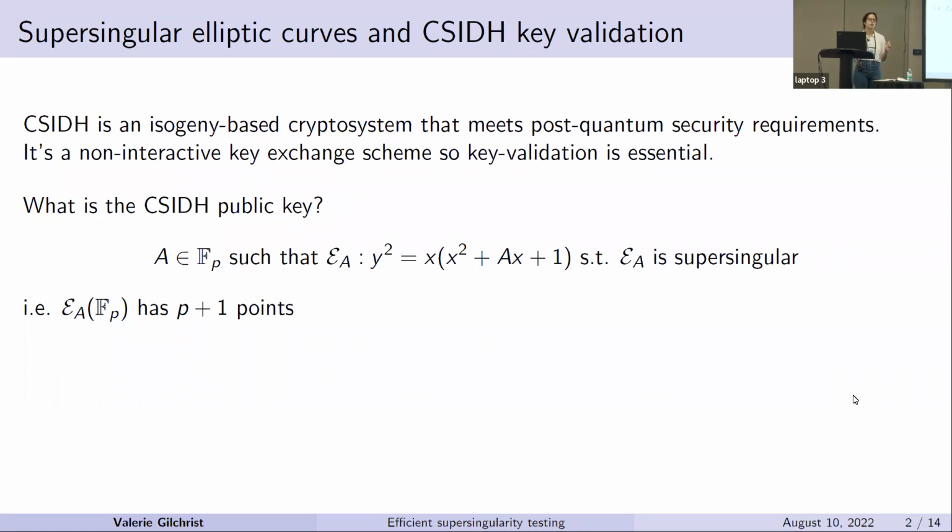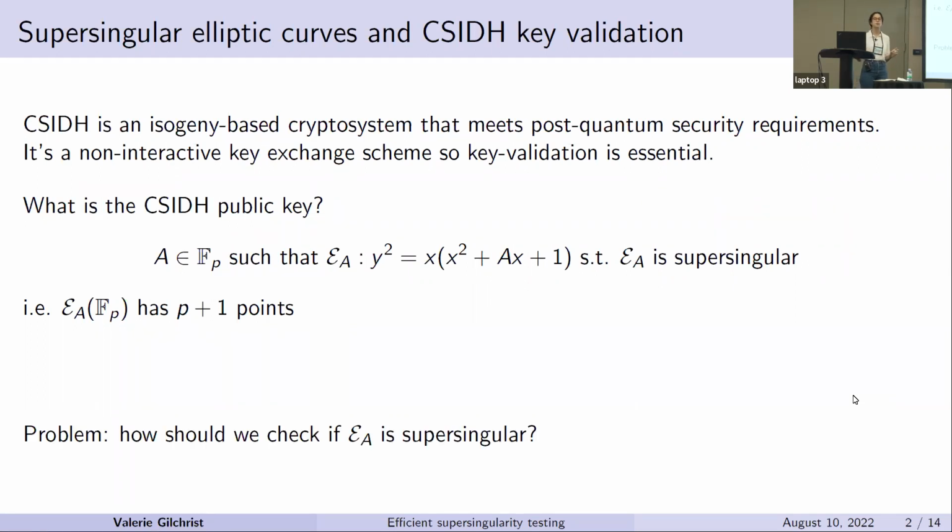The main question in key validation is: does the curve corresponding to this value A in FP turn out to be supersingular or ordinary? It's worth noting that most values A that you take from FP will correspond to ordinary curves, so it is quite special for a curve to be supersingular. One of many definitions of supersingularity is that the curve, as defined over FP, has p plus 1 points. Now the question is, how are we going to check supersingularity? Today we're going to look at 4 algorithms.